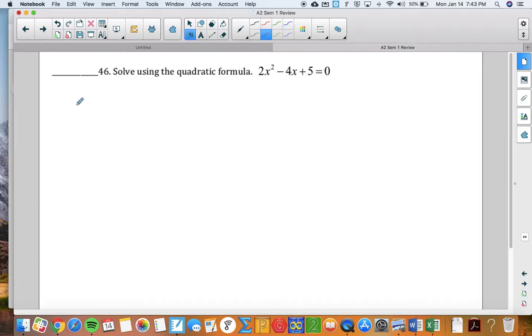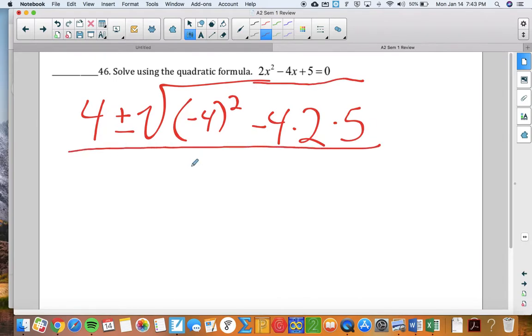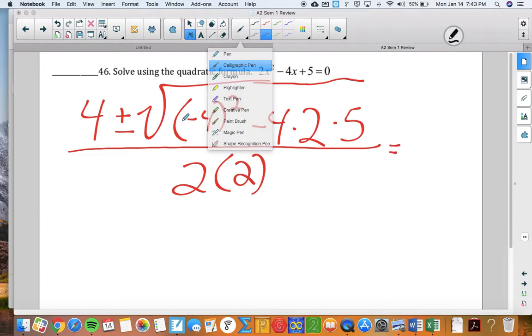Using the quadratic formula, opposite of b, so it's a positive 4, because b is a negative 4. b squared, that's negative 4 squared. Make sure you use parentheses. Minus 4 times a times c. Sorry, minus 4 times ac. Divided by 2 times a. Next move, simplify what's underneath the radical.